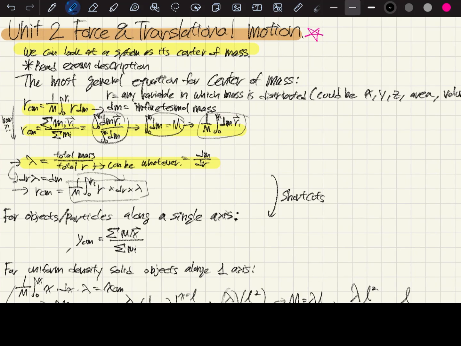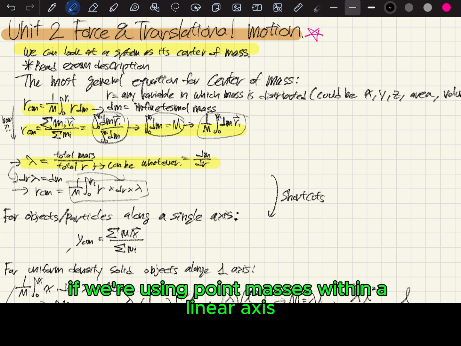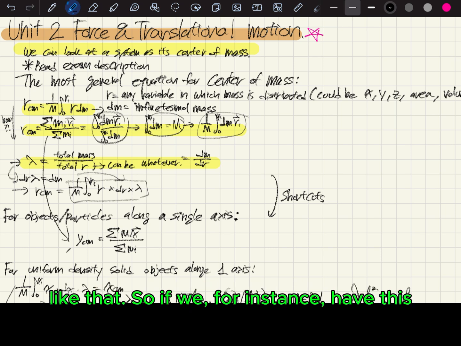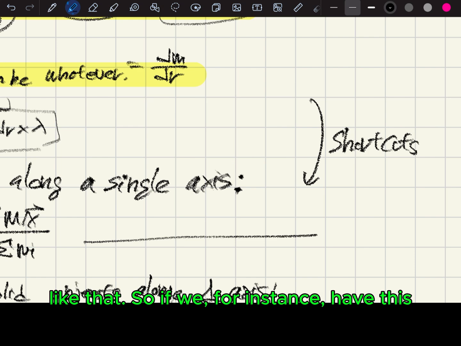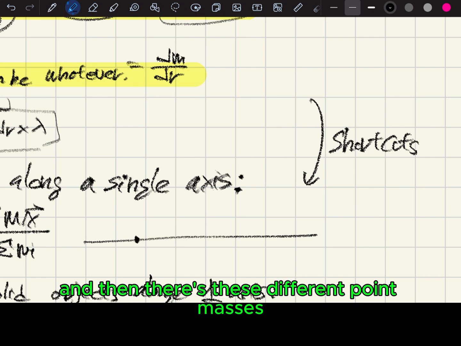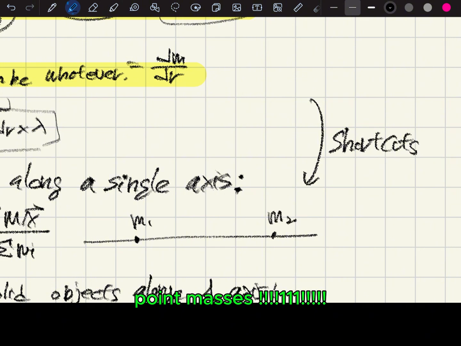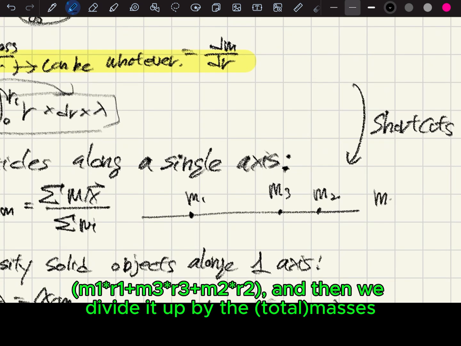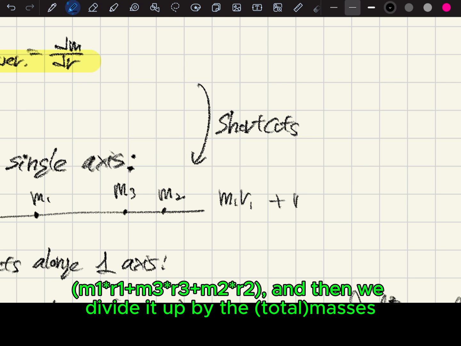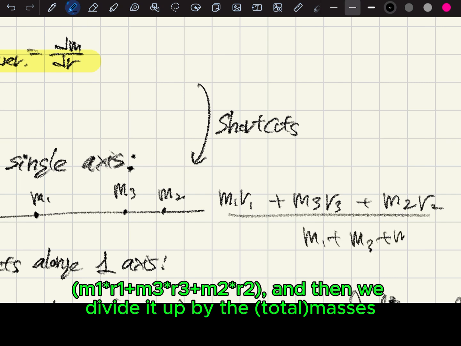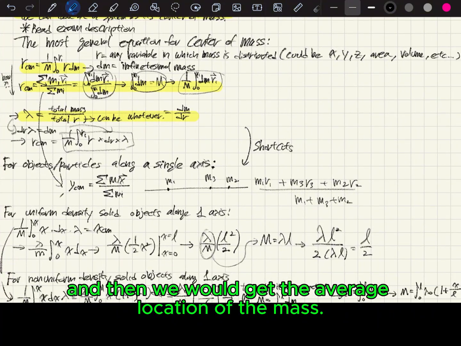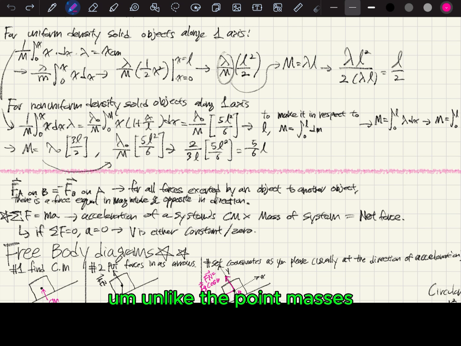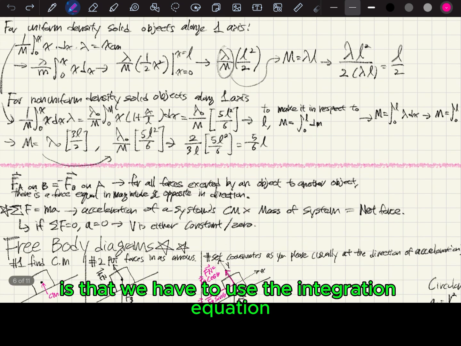If we remember, if we're using point masses along a linear axis, then we can basically use the average equation like that. So if we, for instance, have this axis and there are these different point masses, then we can just do that where we get m1 r1 plus m2 r2 plus m3 r3, and then we divide by the total mass, and then we get the average location of the mass. For non-uniform density solid objects, unlike point masses, we have to use the integration equation that we used before.